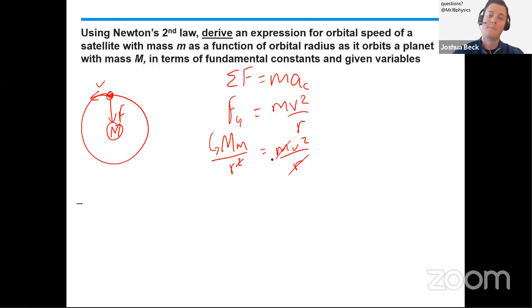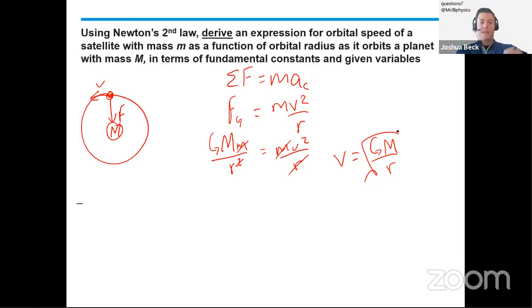Then I see this m, and I'm going to cancel out one of these other m's, but which one is it? Remember, that m on the right side was the mass of the satellite. So that's that little mass. So what I end up with now, v squared will equal G big M over r. So that means v will equal the square root of that. Okay, I've just derived.